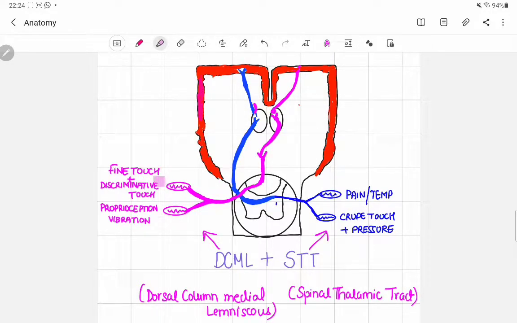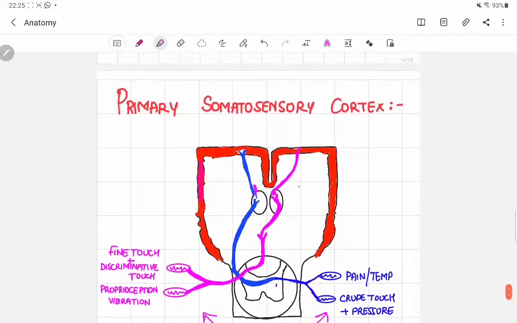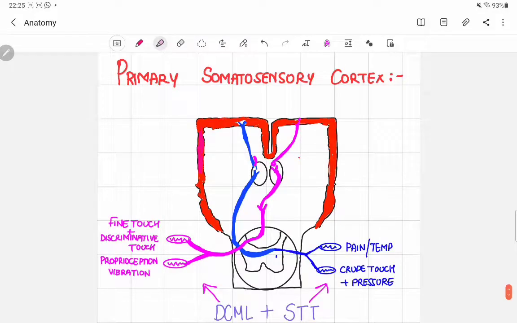As we can see, the sensory information of fine touch, discriminative touch, proprioception and vibration coming from the DCML goes towards the opposite side, that is the left side, and the information coming from the STT, that is pain and temperature, crude touch and pressure, goes towards the opposite side, that is the right side. So these intermingle, they cross each other, and they move towards the opposite sides through the spinal cord. So this is the basic structure of the primary somatosensory cortex.